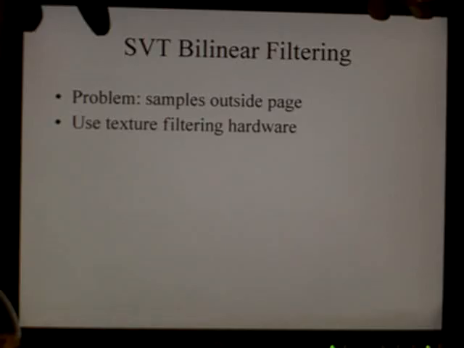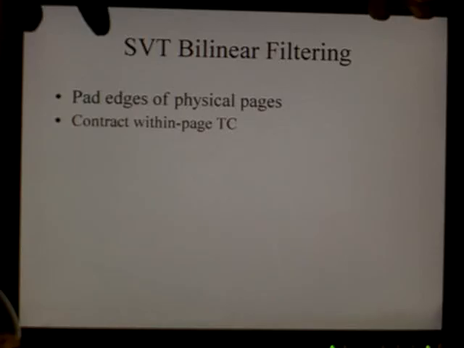artifacts along the edges. Now I could try to address that by doing the bilinear myself and making multiple virtual samples, but that would be massively inefficient. So instead I want to make sure I use the texture filtering hardware to do my filtering. Well, the solution to that is very straightforward. I need to pad those pages with extra data. That is the data that comes from the virtual texture that is immediately adjacent to those pages.